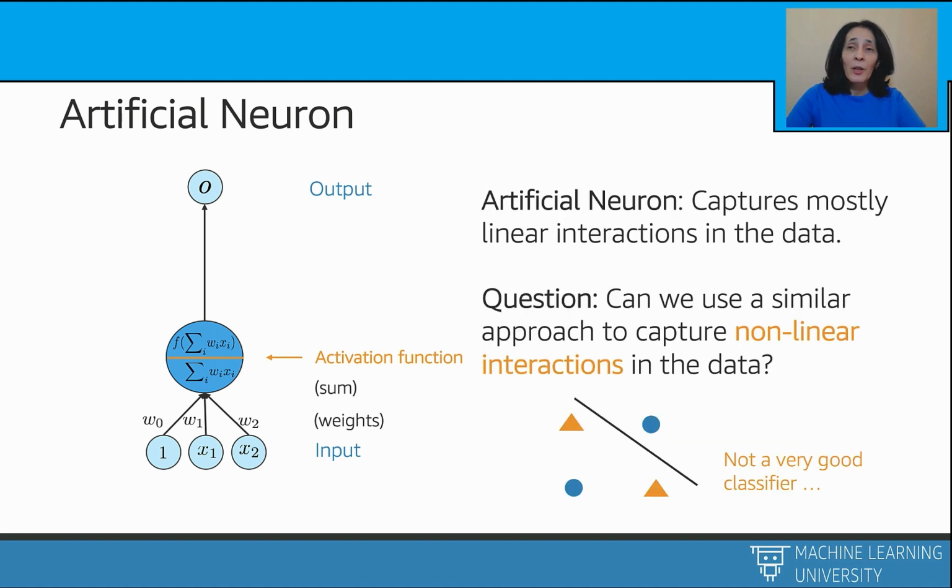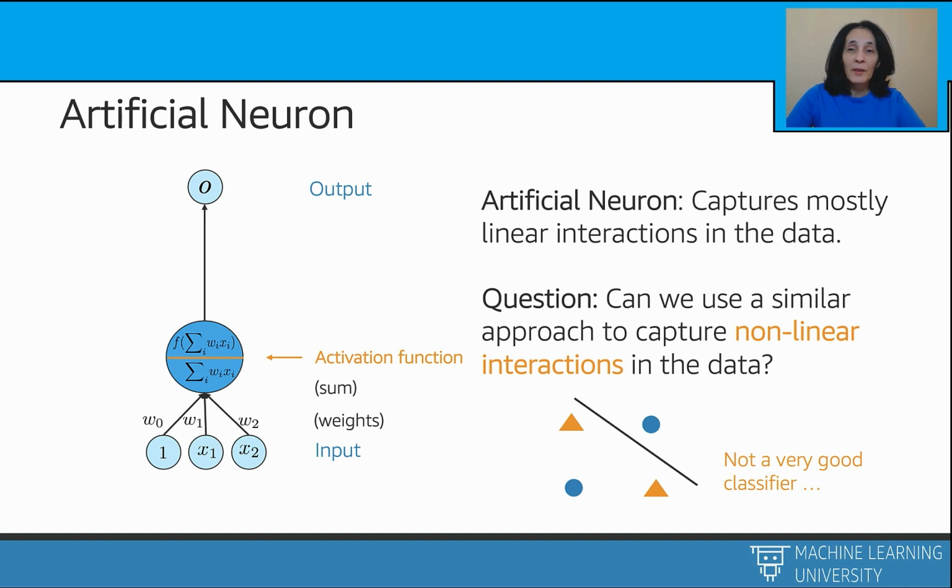Okay, so now that we know what an artificial neuron is, basically this processing unit receiving weighted inputs that are being processed, analyzed somehow, ideally with non-linearity, and handed over, how do we get beyond one unit or one neuron, and more importantly, why? As we have mentioned, a limitation of the perceptron or artificial neuron is that it captures mostly linear interactions in the data. So the question is, can we use a similar approach to capture non-linear interactions in the data?